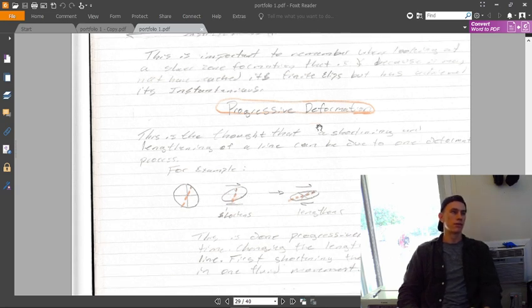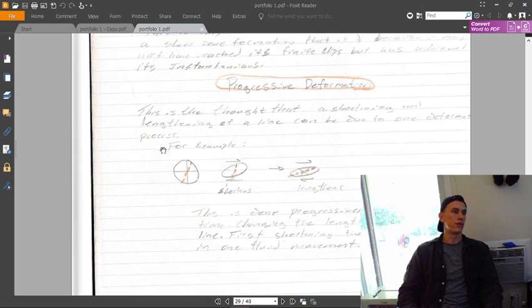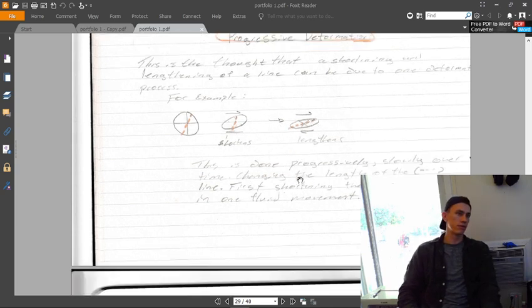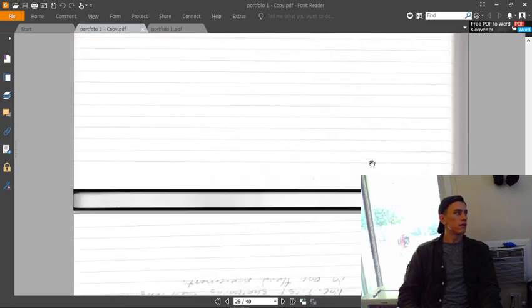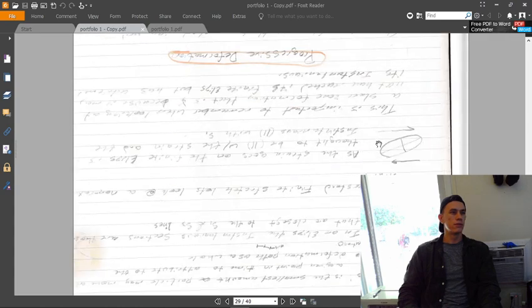That's what I'm talking about with progressive deformation. Let's say this brown line is in the same orientation: it shortens first and then lengthens. It shortens during its instantaneous forms and then starts to lengthen out after it reaches its finite ellipse. I think that should be good for right now.